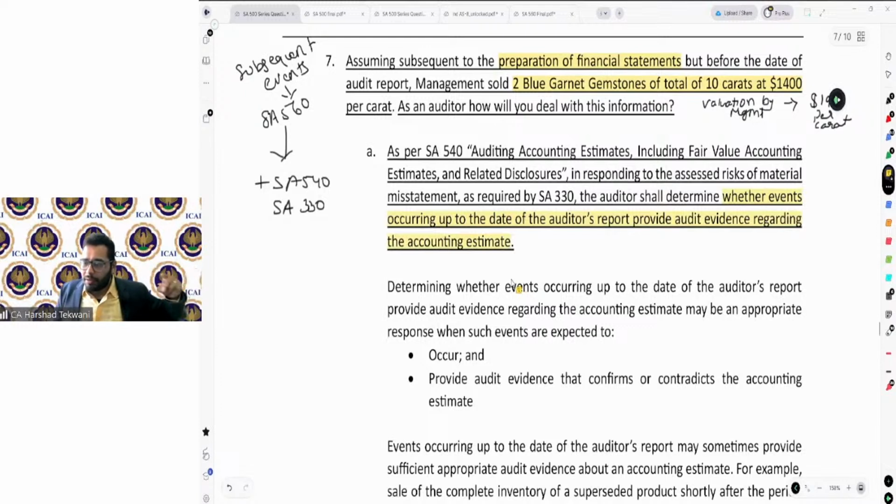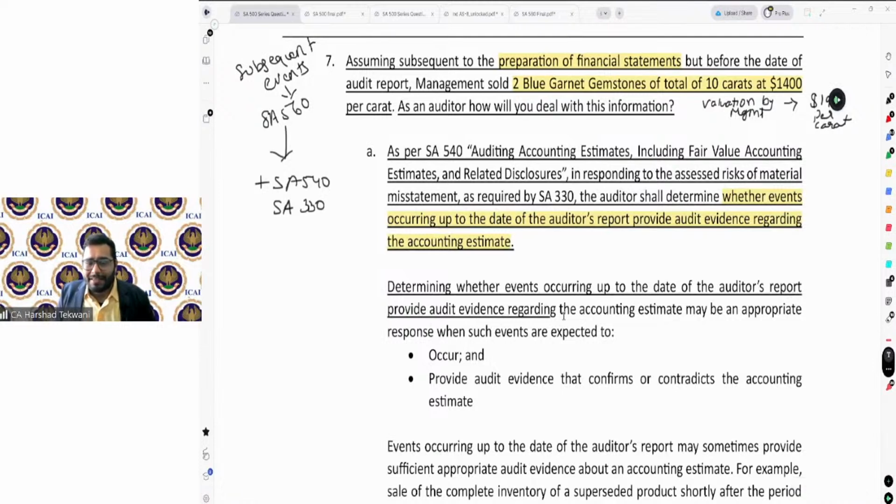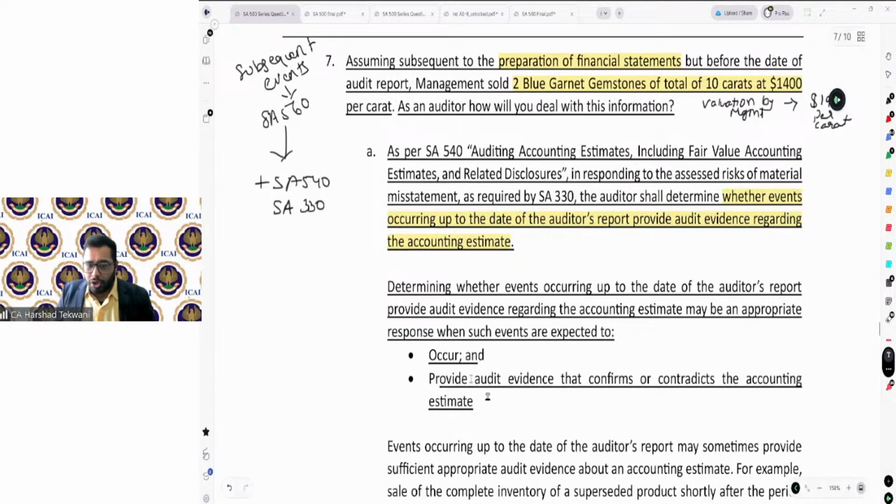It means perform the audit procedures, see the audit evidence about subsequent events, and check whether they provide any evidence about accounting estimates. Then determine whether any events occurring up to the date of the auditor's report provide evidence regarding the accounting estimate. This may be an appropriate response when such events are expected to occur, or provide evidence that confirms or contradicts the accounting estimate. So in the current case, the evidence of the sale can either confirm or contradict the accounting estimate.